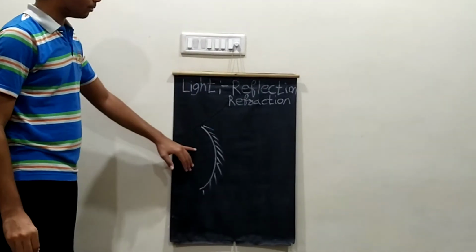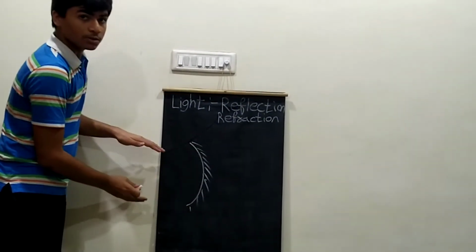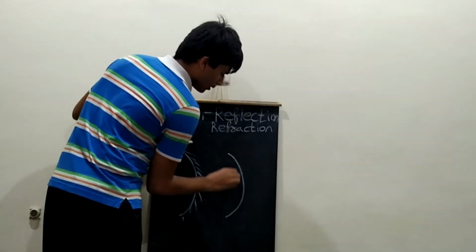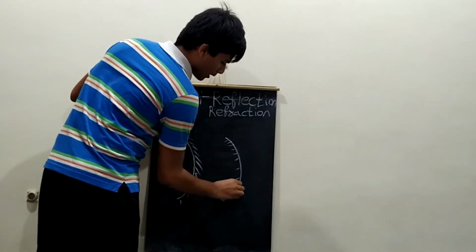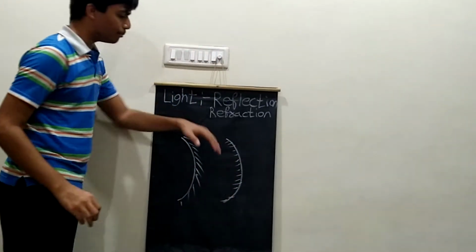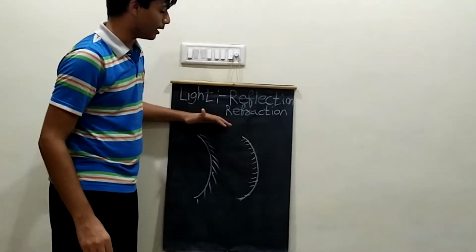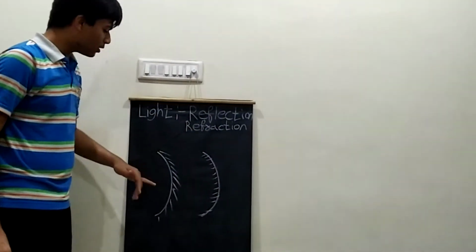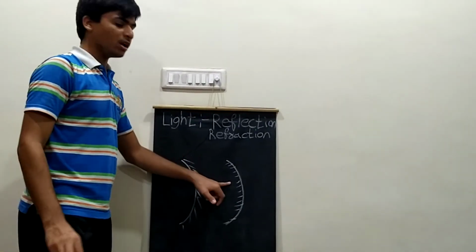This is called a concave mirror because it's like a cave. The inner part is reflecting, so it's called concave. Now the convex mirror. Here the bulge on the outer surface is reflecting. Here the inner surface is reflecting, here the outer surface is reflecting. This is a concave mirror, this is a convex mirror. Don't get confused with this.